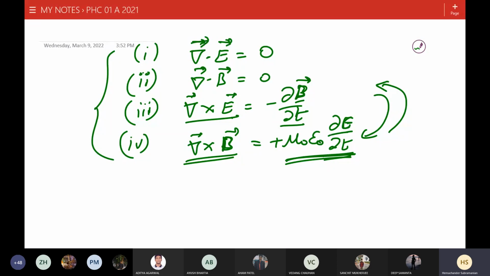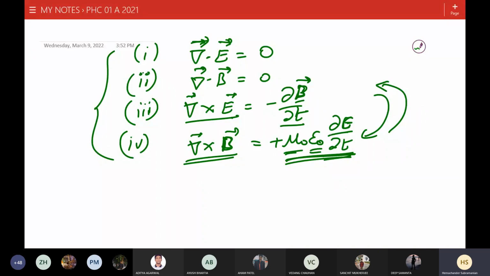People measured this mu naught and epsilon naught, and these were very static measurements. Mu naught and epsilon naught were measured using cotton and paper, those kinds of experiments. Experiments were really static experiments. Maxwell looked at this equation and thought there seems to be pretty good symmetry there. So let's explore further, and he did.